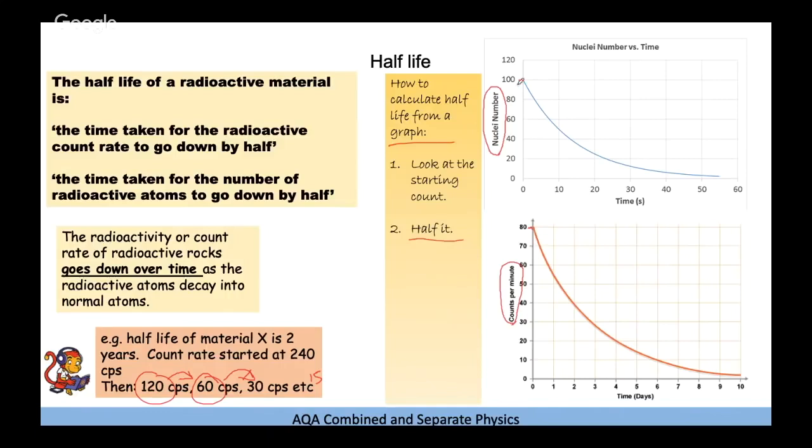Halve it. So here we go, 100 down to 50. And just at the same time, I'll do this one as well. So here's 80 down to 40, so I've halved it. I'm going to now draw a line to the graph, to the line, and draw down to time. So here we go. So across from 50, that looks to me to be about 10. So my half-life here, that is my half-life, is 10 seconds.